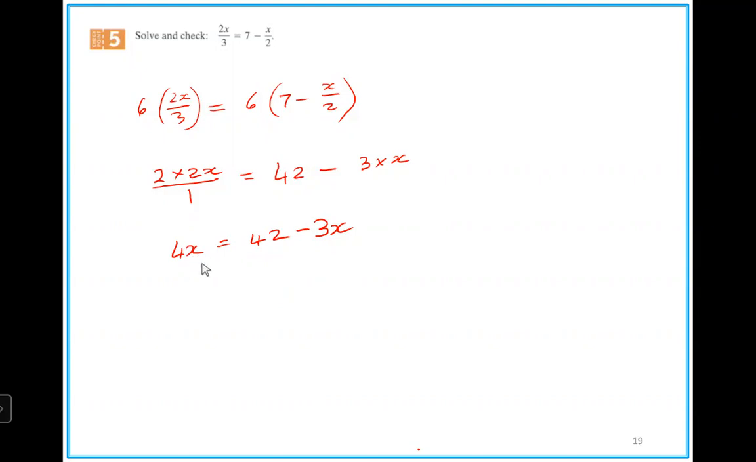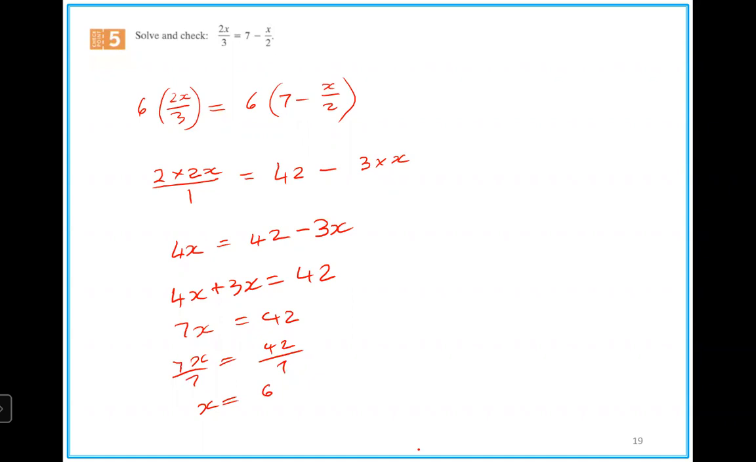Okay, so what's the next step here then? Okay, so now the next step will be 4x plus 3x, and then that equals 42. So that's 7x equals 42. And then 7x divided by 7 equals 42 divided by 7. So now x equals 6.